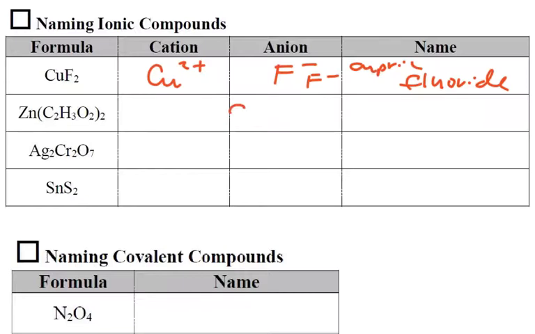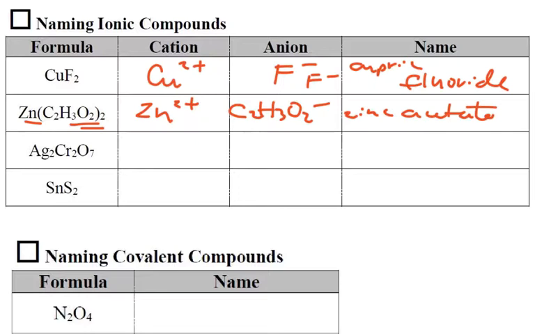Okay, this negative ion is C2H3O2-, because we recognize the acetate ion, and we have 2 of those. So here we have zinc, and we know that zinc is 2+. And that makes sense because I have 2 of these negatives to balance my 2 positive. And the name would be zinc acetate.